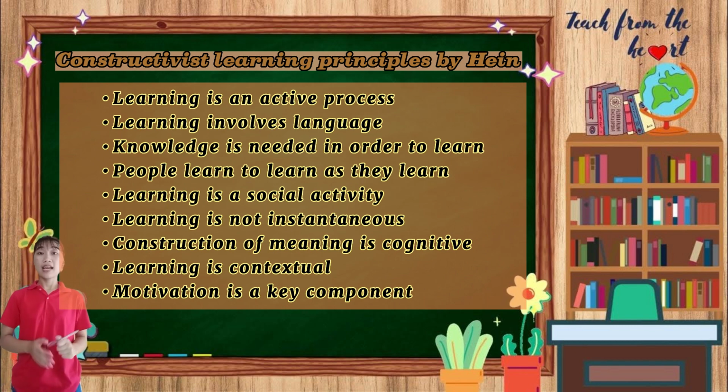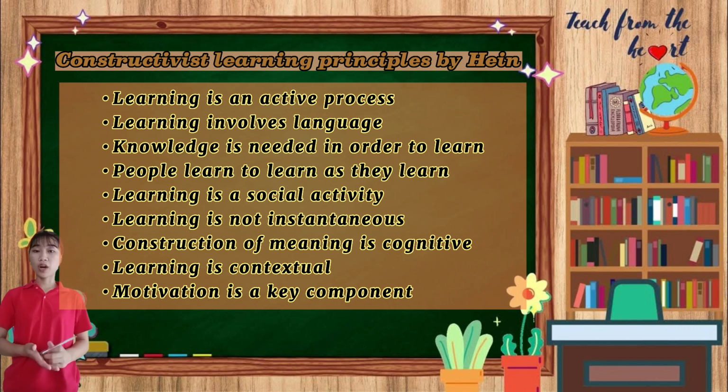The next is knowledge is needed in order to learn. I know you already have prior knowledge of everything that you can observe here in our classroom or in different aspects or contexts, but the prior knowledge of the learners should be actively facilitated. What is taught should be connected to what they have learned.